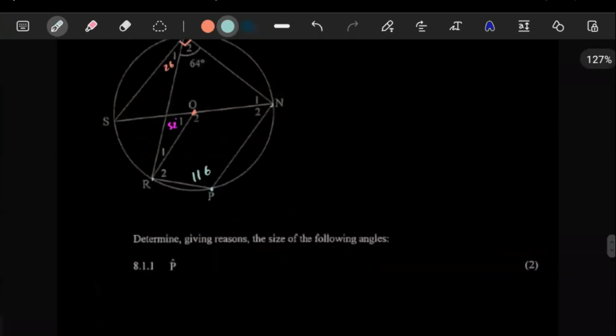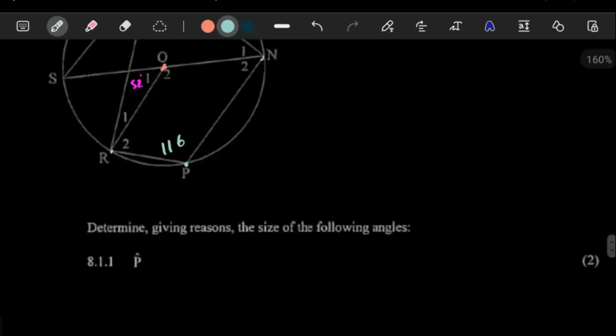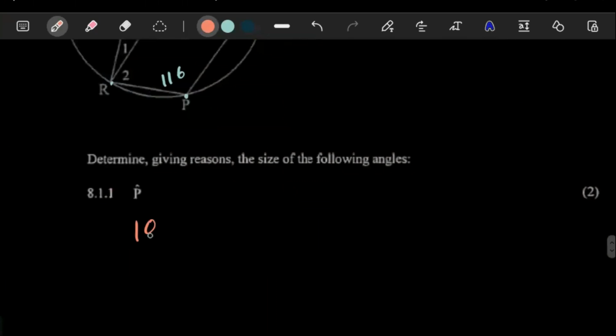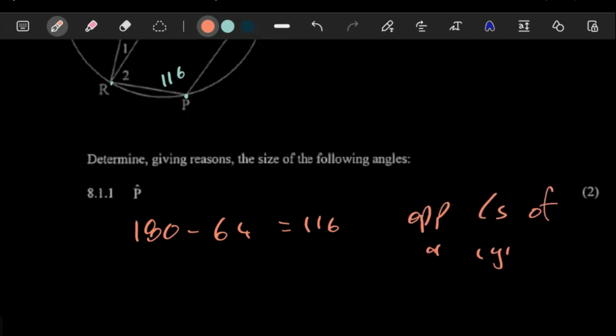So with this being said, they said here: determine, giving reasons, the size of the following angles. The first one is P. 180 minus 64 is equal to 116. The reason for that is opposite angles of a cyclic quad. There we go.